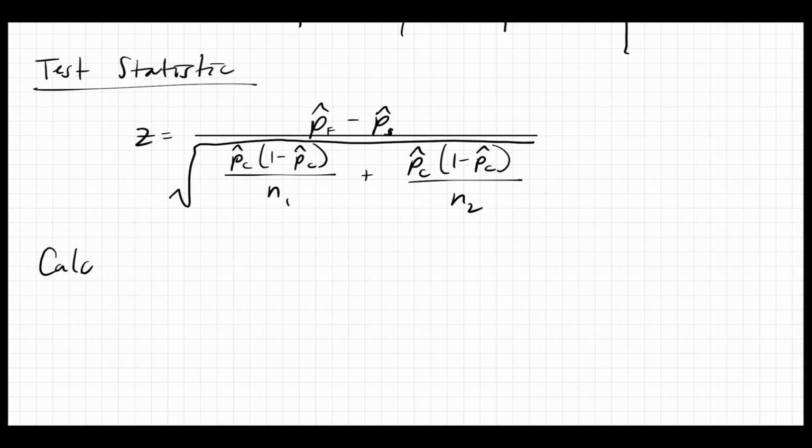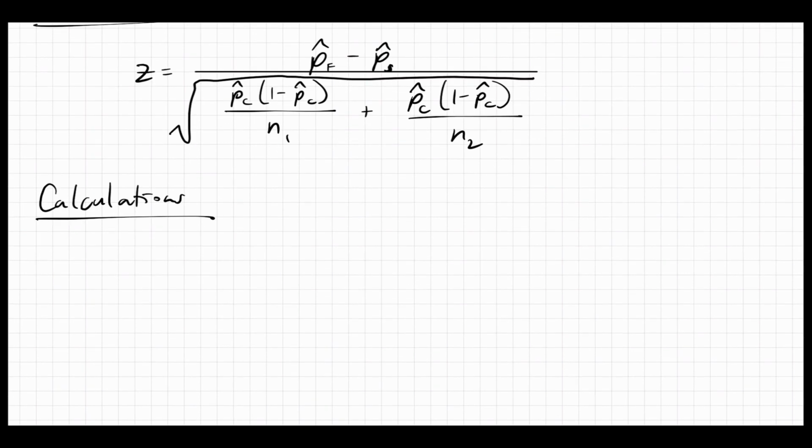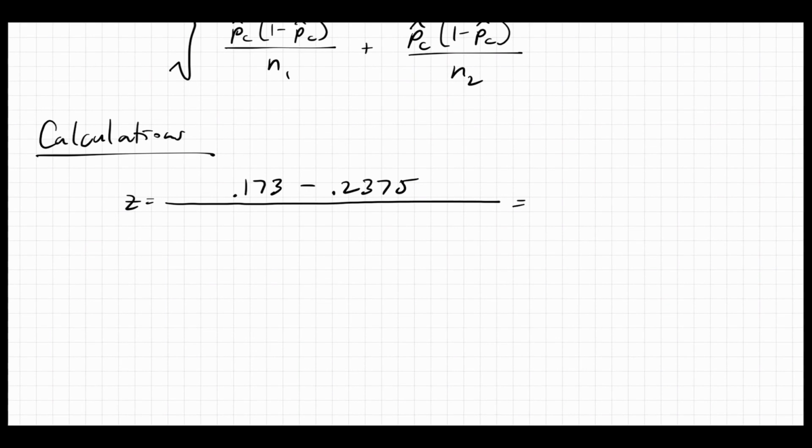Okay, calculations. So z equals freshmen was 0.173 minus sophomores, which was 0.2375. Then I have to calculate the combined, the pooled one. I haven't done that yet, so I'm going to do that right now.